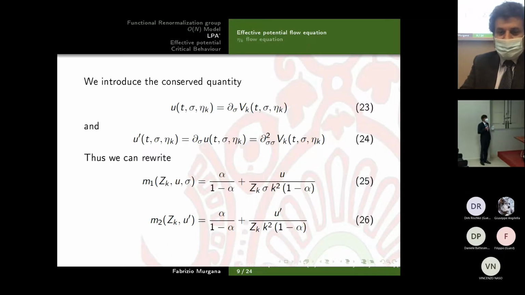Now, what we want to do is to cast this equation into a diffusion advection equation. And to do so, we introduce a new variable, which is a conserved quantity, which is nothing but the sigma derivative of the potential. And of course, if you take twice the derivative, you end up with the u prime. And so we redefine M1 and M2 in terms of these variables u and u prime.